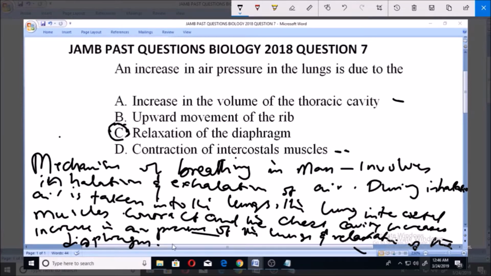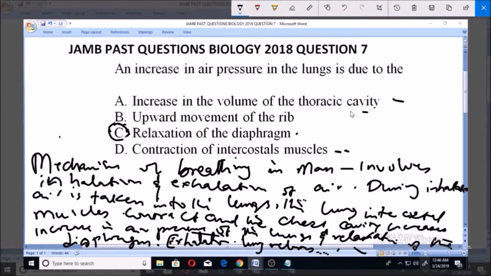Now, to further explain this mechanism of breathing, as for exhalation, what happens is that the lung relaxes. You understand? In exhalation, the lung relaxes, and the chest cavity decreases. The opposite of what happens in inhalation. The chest cavity decreases and the diaphragm contracts, unlike in inhalation where the diaphragm relaxes, and there is also a decrease in lung pressure.